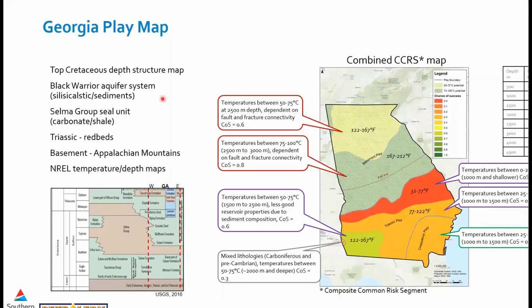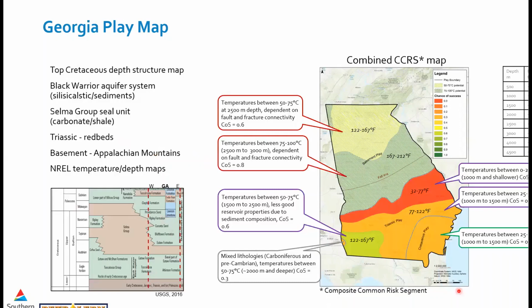Again, we're looking at the Black Warrior aquifer system, with the siliciclastic sediments, the Selma group, and for the Triassic, it's the red beds and the basement in the Appalachian Mountains. Down here we can see the stratigraphy for Georgia.